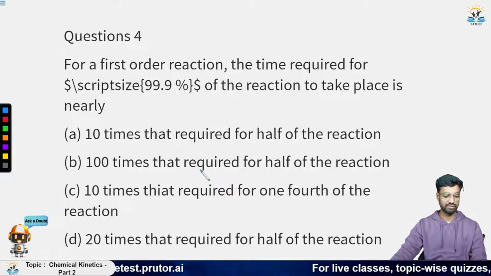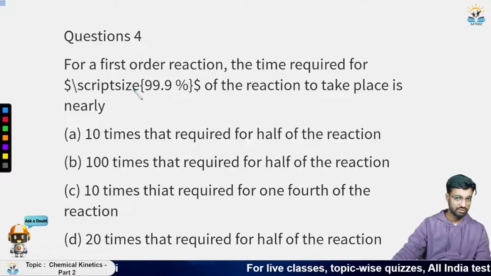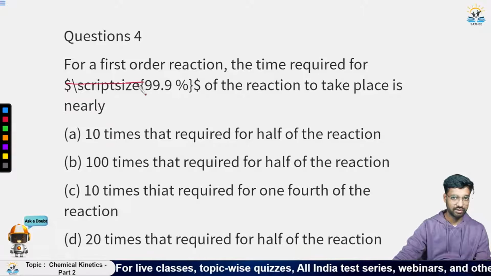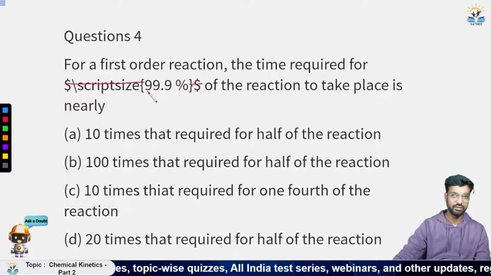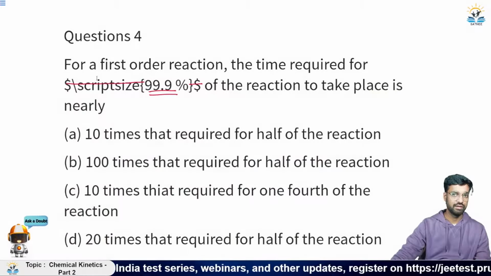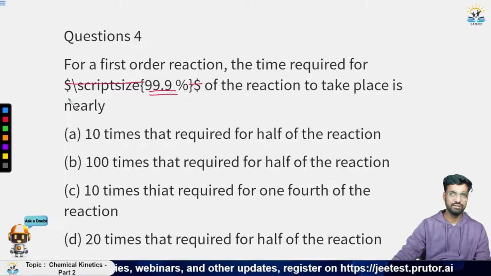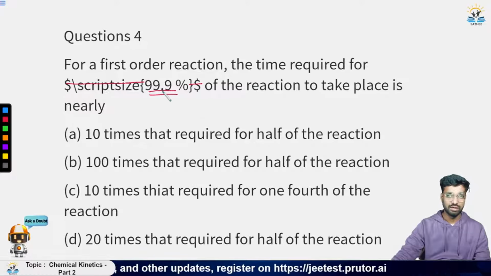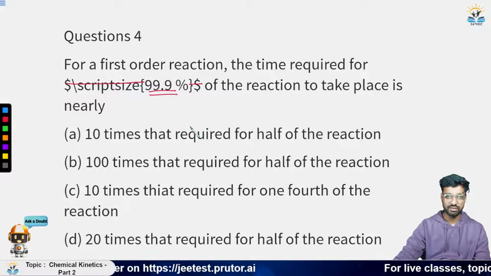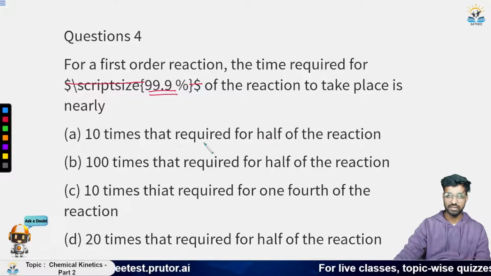Now let us take a different question here. Children, do not get confused. This 99.9% does not mean anything by itself. According to the question, for a first order reaction, the time required for 99.9% completion of the reaction is dash of this half order.